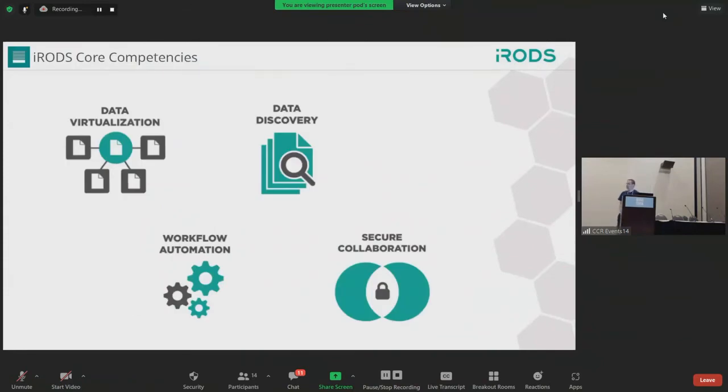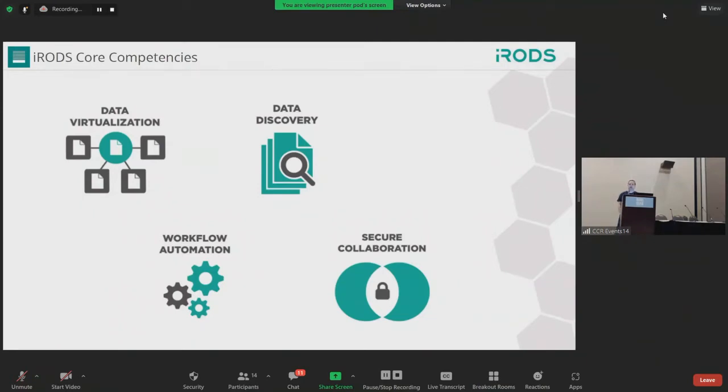So we think that we do 4 things well. We abstract the storage layer. So that's the data virtualization. So Valeria talked about an Isilon. That's great. We can talk to that. We can talk to S3. We can talk to local storage, NAS, NFS, whatever it is.